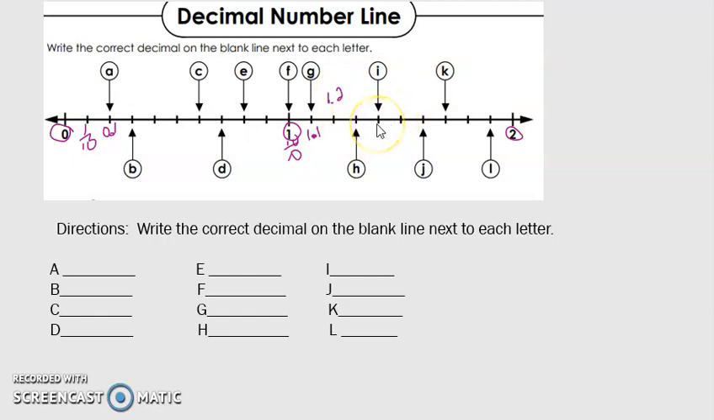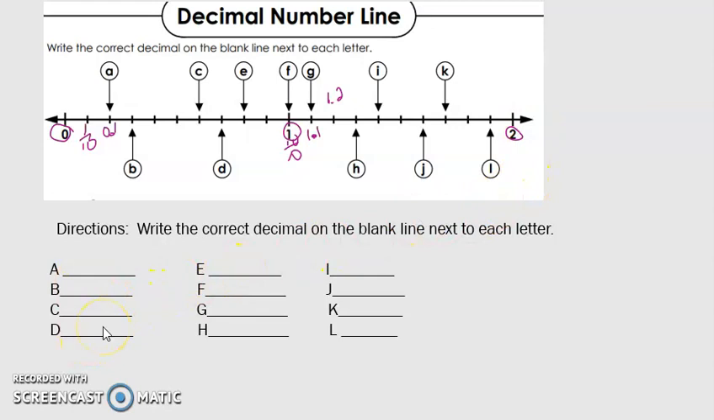You say it. 1 and 4/10. 1 and 5/10. 1 and 6/10. 1 and 7/10, 1 and 8/10, 1 and 9/10. 2 wholes. So we're going to come down here.